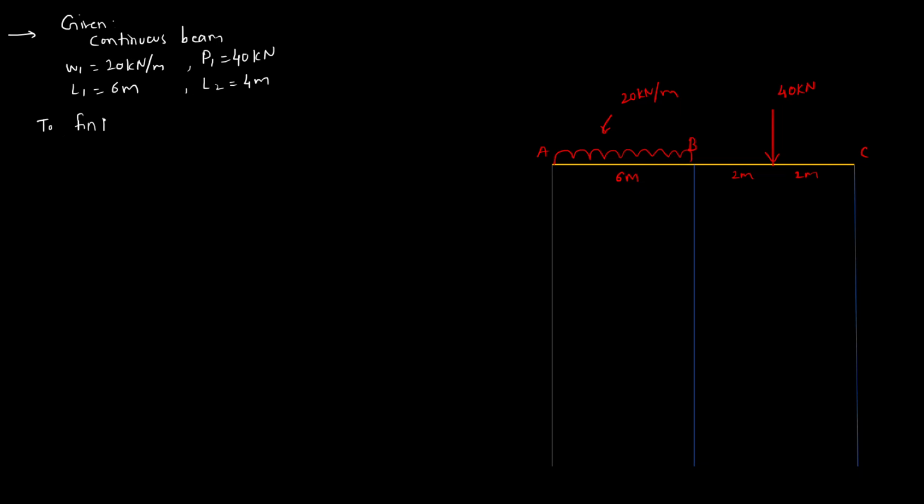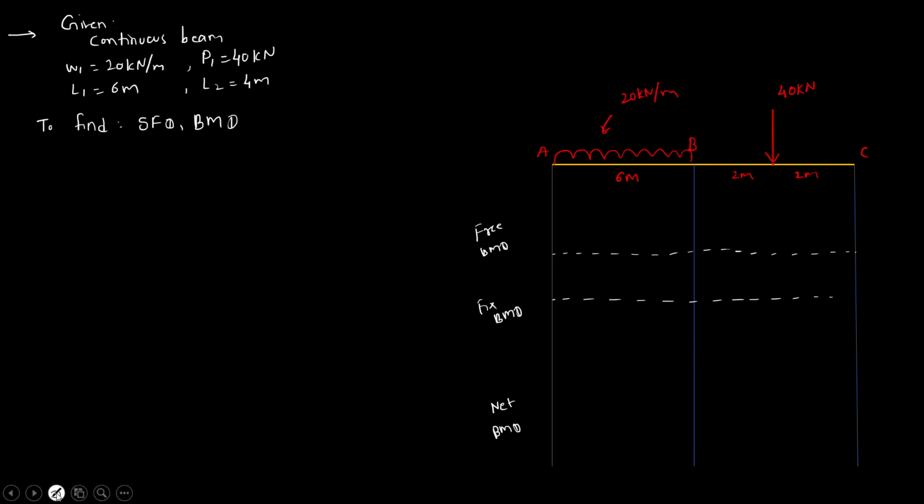So what we have to find? We have to draw the shear force diagram and bending moment diagram. To draw the bending moment diagram, first we will draw the free bending moment diagram, then the fixed bending moment diagram, and finally the net bending moment diagram. For the free bending moment diagram, between A and B there is UDL, so the shape will be parabola.